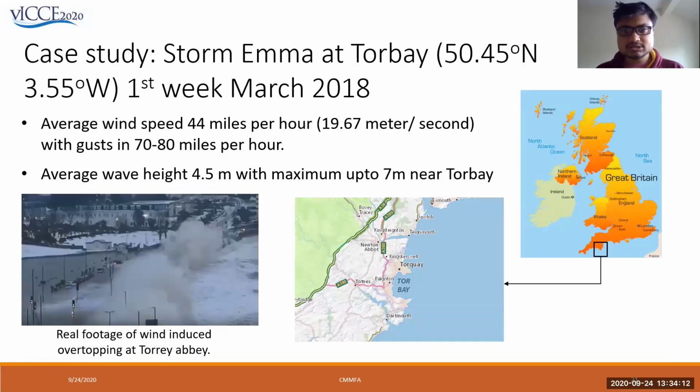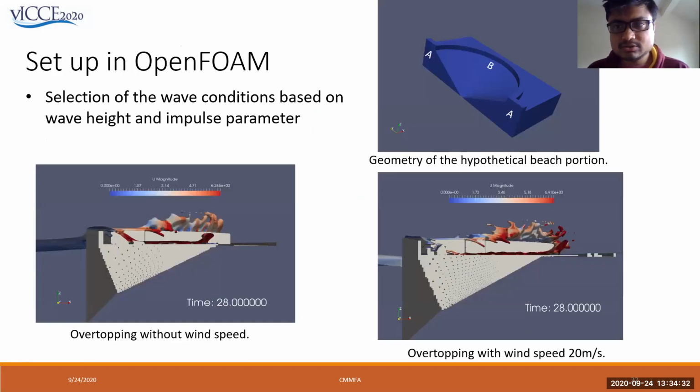So lastly, we apply our developed CFD model to an engineering application where we model the Storm Emma, which lashed over the Torbay coast in the first week of March 2018. Very high wind speed and significant wave height were recorded in this event, and then we set up our OpenFOAM model to model this event. If we run our simulations with wind of around 20 meters per second, which is quite close to what we experienced from this event, we can see our simulations are quite close to the actual footage that we took during this event.